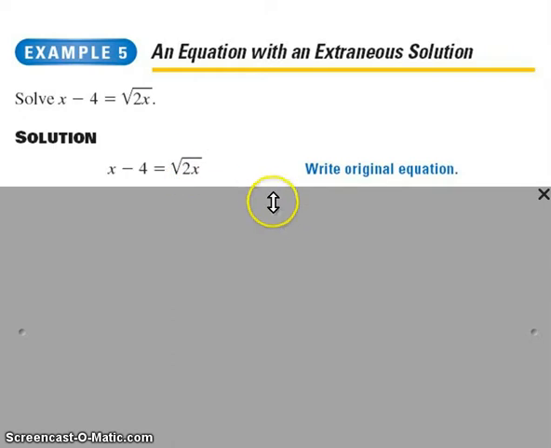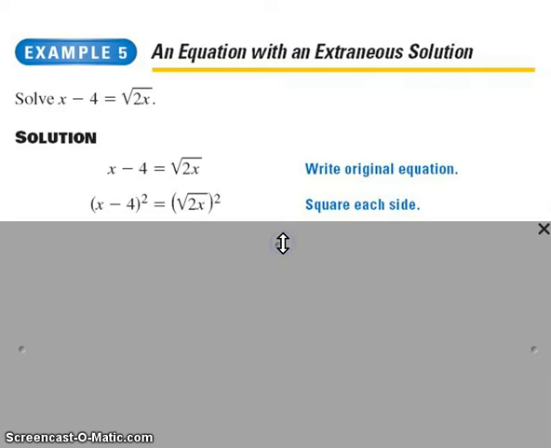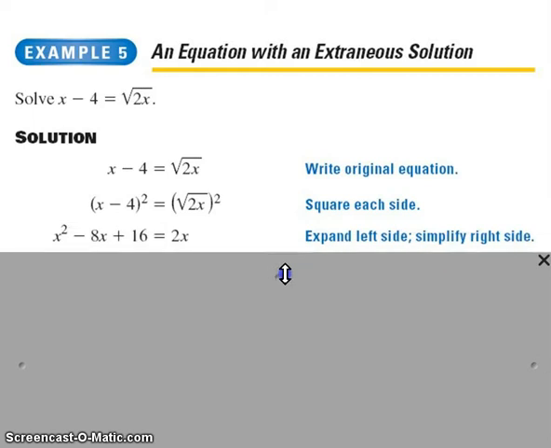The only way to get rid of that radical is to square that side, which means I've got to square both sides. The left side, x minus 4, now the whole thing is squared. The right side, the radical is squared, so the right side's just going to become 2x. But the left side is x minus 4 times x minus 4. I've got to FOIL that, and that's why they come up with this quadratic.